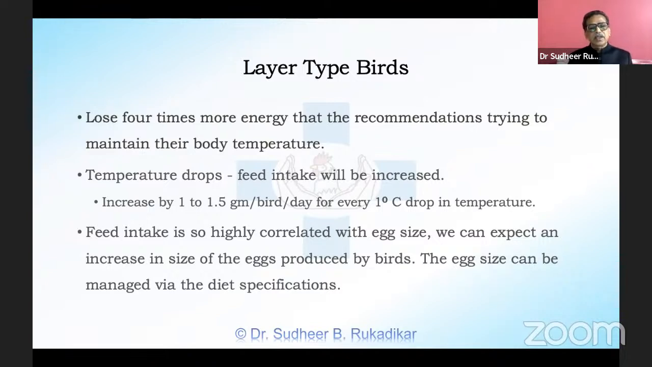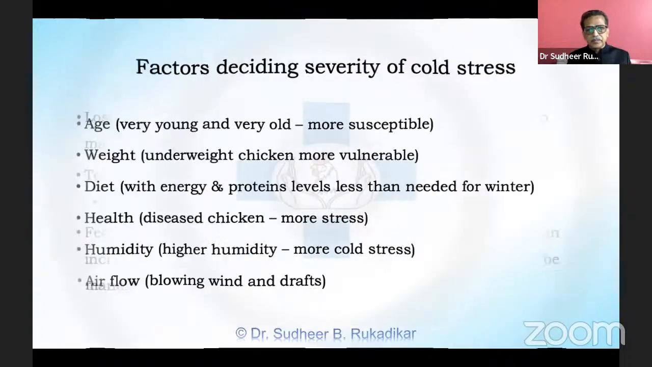And naturally, we know that the feed intake is related to egg size. So when the birds can eat more feed, naturally we'll see more large eggs produced by the birds. Of course, this can be managed through diet specifications. Everybody knows that we formulate diets as per the season and the production stage of the birds.